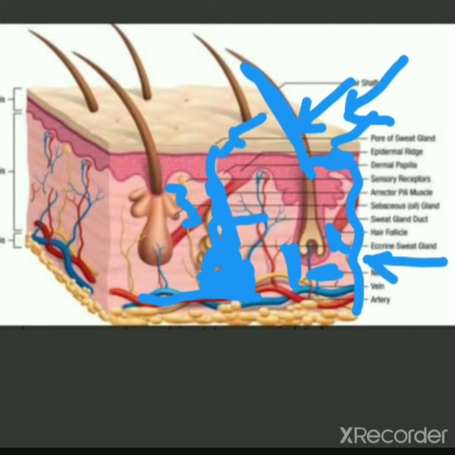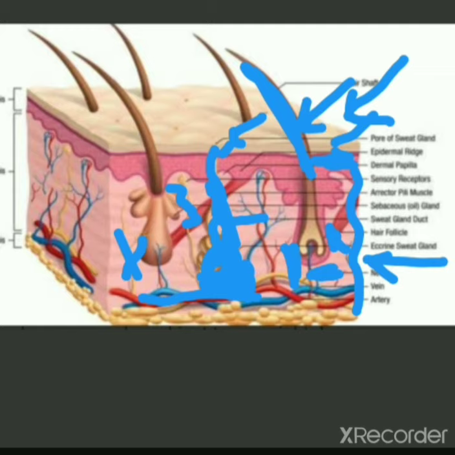Also, there are erector muscles that surround the hair. When these muscles contract, they help in the movement of the hair. Number 3, sensory endings. What is the function of the sensory endings that reach the skin? Sensory endings can respond to touch, pain, pressure, and temperature. It means that the skin has an important sensory function besides the excretory function.